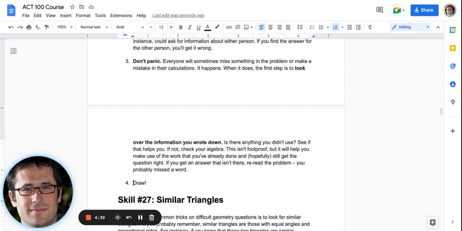So the more visual you can get, the better. And those are four principal ideas for dealing with word problems.